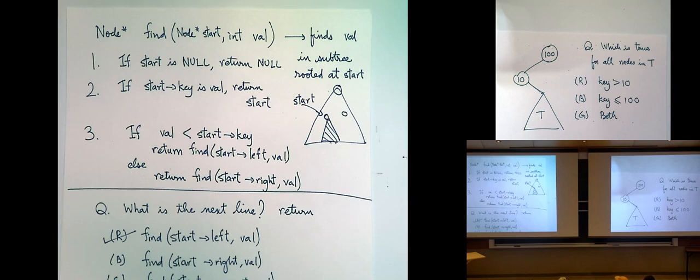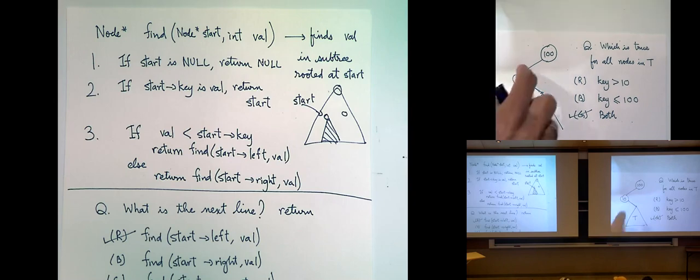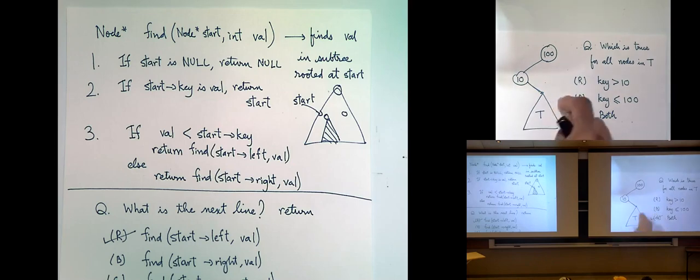Yeah, so what's the answer? Green, right? Both of these things are true, right? So all the values in T are sandwiched between 10 and 100. Does that explain better why it finds, right? Because once you go to the middle, you know that it's everything in this range.